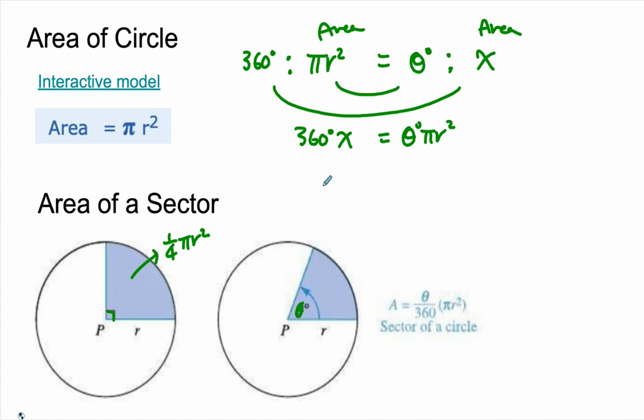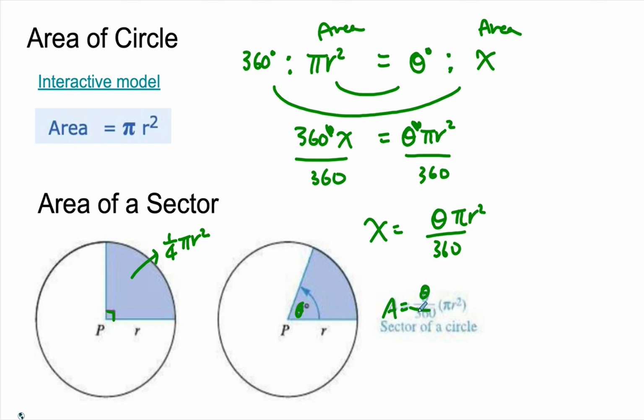And of course, I have the angle there. So I can divide both sides by the angle. And I see 360 is multiplied by x, so I can divide both sides by 360. Then what is x? My area of a sector is theta divided by 360, and I have pi r squared. You can keep pi r squared in the numerator, or you can separate them: theta over 360 times pi r squared. Make sure it is in the numerator, okay? So that is how you are finding the area of a sector.